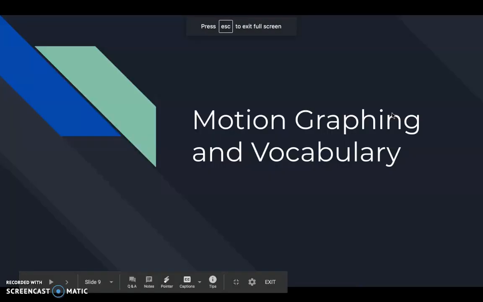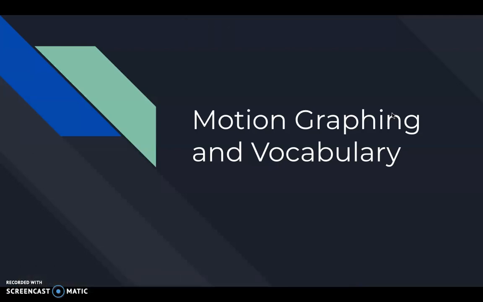Okay, so now that we've discussed what motion is and why it occurs, what we're going to look at now is there's multiple different ways to interpret why motion is occurring and also different ways to describe the various forms of motion. And so we're going to look at graphs as well as vocabulary to help us with that.